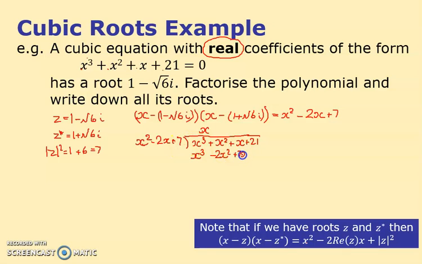plus 7x. I was going wrong there. Going mad at least. So take them away. X cubed, take away x cubed is nothing. X squared minus a minus 2x squared, I reckon that's 3x squared. And then x minus 7x, I reckon that's minus 6x plus 21.